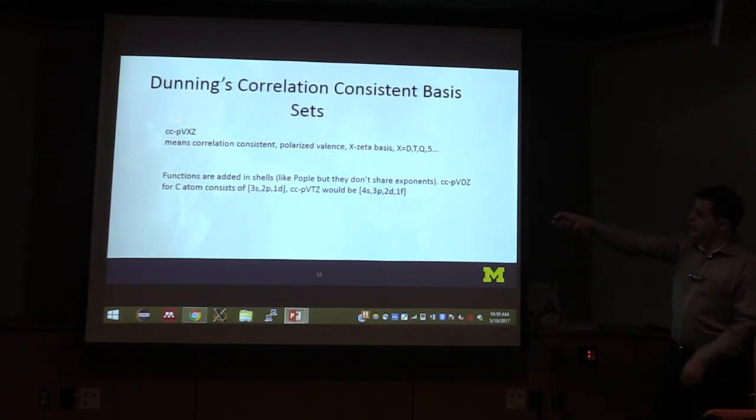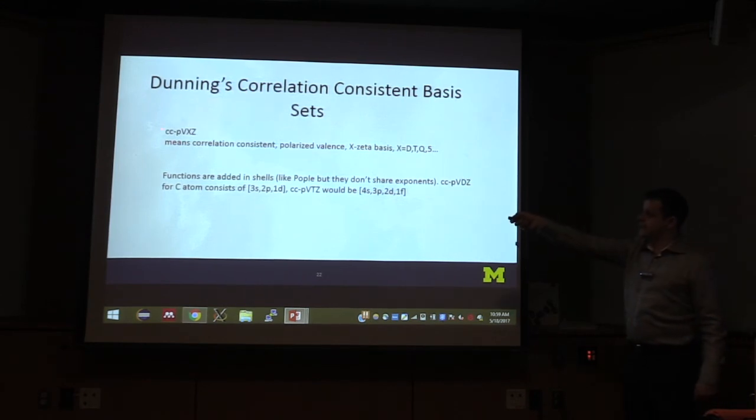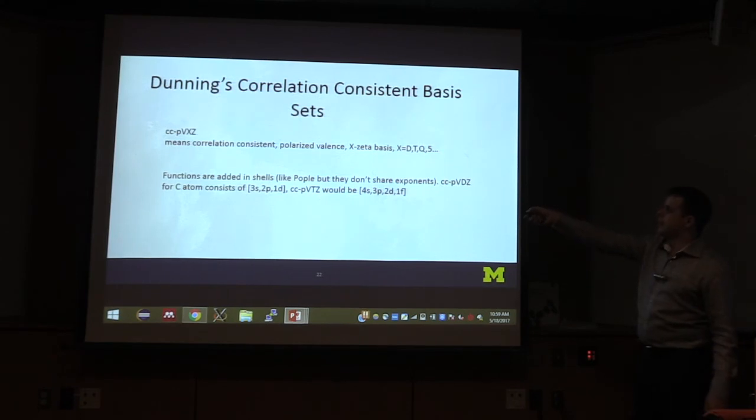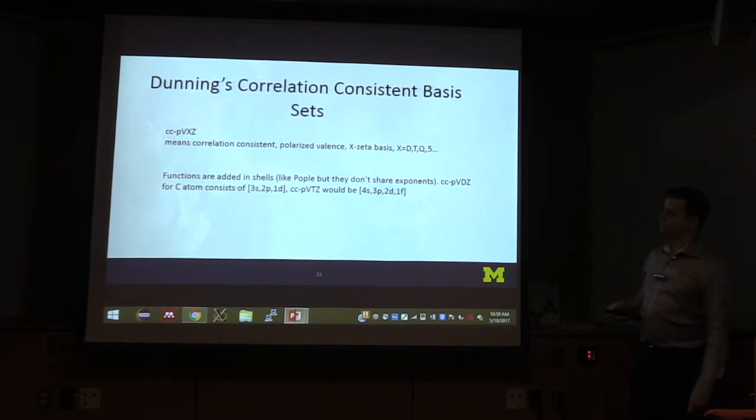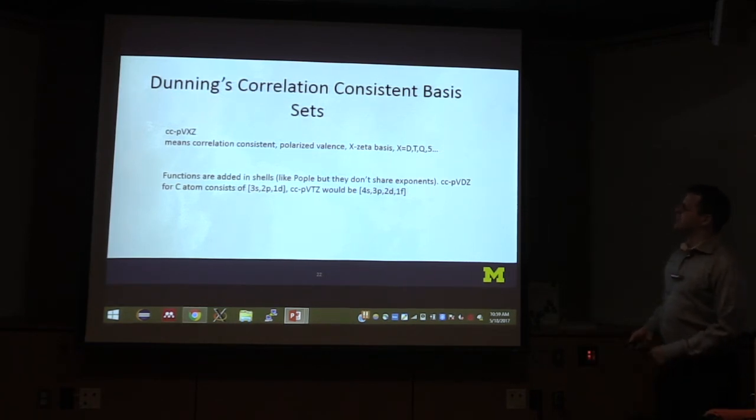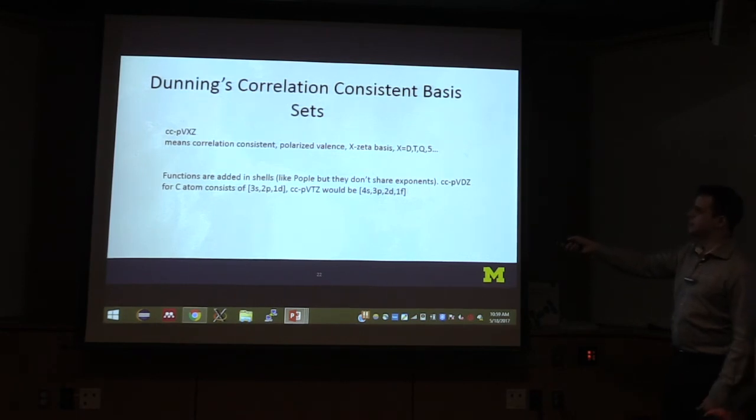The notation that they use in these basis sets is cc-pVXZ, where X is just a variable. X could be D, T, Q, and 5. If it's D, that means it's double zeta. If it's T, that means it's triple zeta. If it's Q, that means quad zeta, sorry, and then 5 zeta. Functions are added in shells, just kind of like the Pople basis set, but a little bit differently.